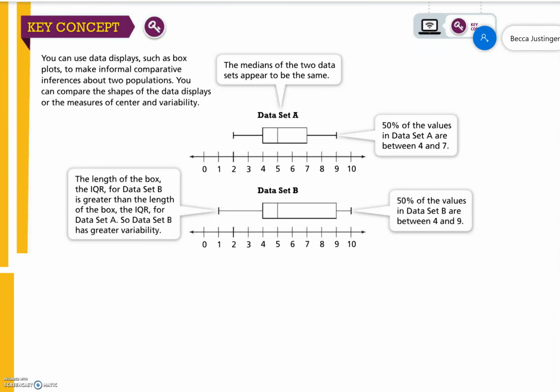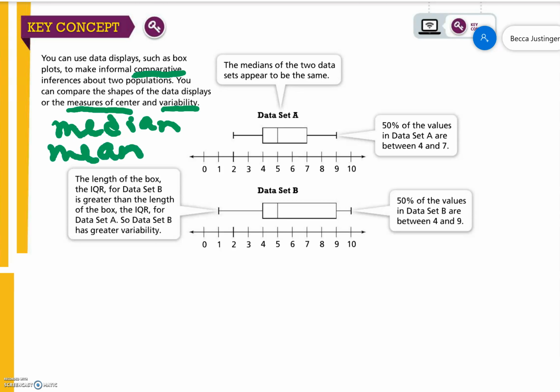Key concept, you can use data displays such as box plots to make informal comparative inferences about 2 populations. So you're comparing 2 different things. You can compare the shapes of the data displays or the measure of center and variability. Remember, measure of center is median and the mean or the average, and variability is the range or the IQR, interquartile range. So the medians of the 2 data sets appear to be the same. They both appear to be at 5.